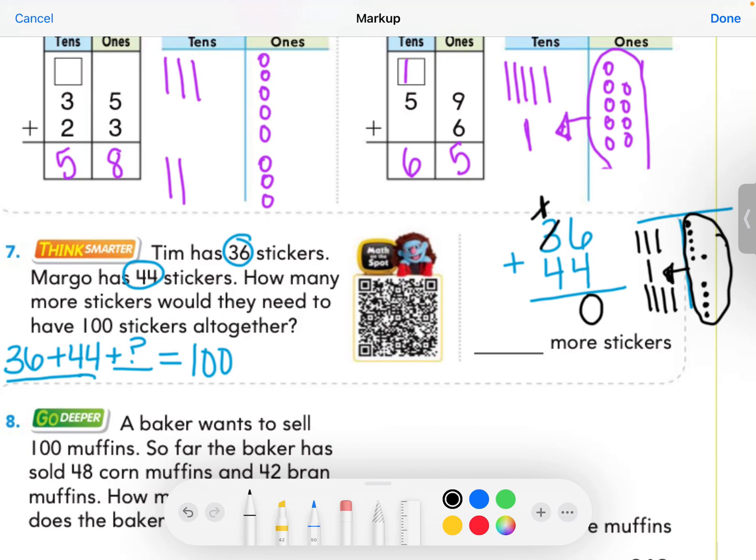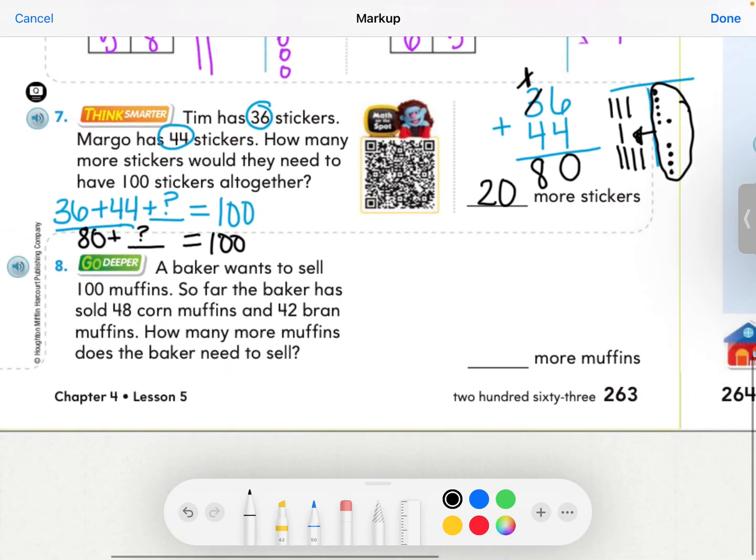I want to put 1 and 3 together to actually get my doubles fact of 4 plus 4, and 4 tens plus 4 tens is 8 tens, so my answer is 8 tens, or 80. Okay? Now that's only part of it. So Tim and Margot have 80 stickers all together. The question was, how many more do they need to get to 100? 80 plus what number gets me to 100? I can count by 10s: 80, 90, 100. I counted by 10s 2 times, so that's going to get me to 20 more stickers.